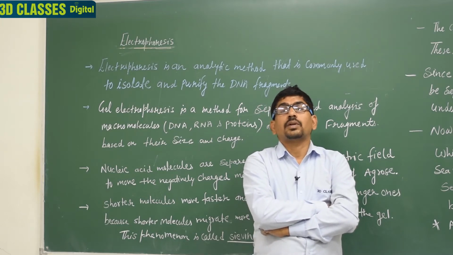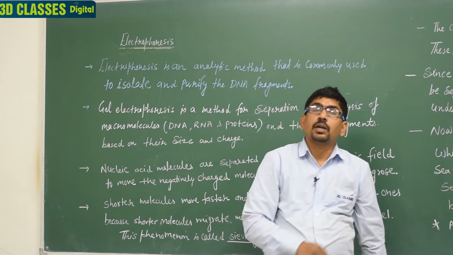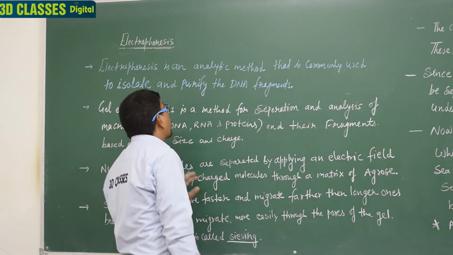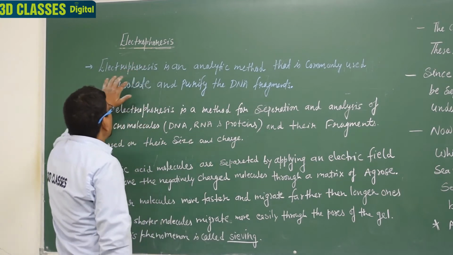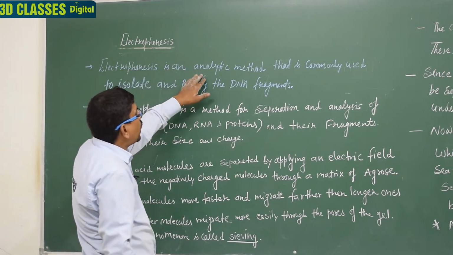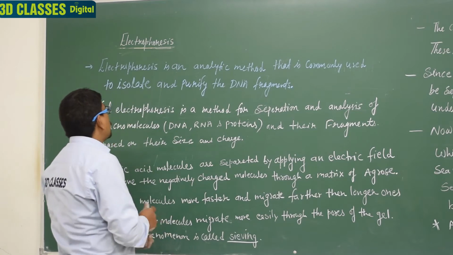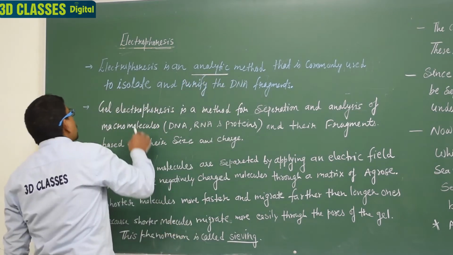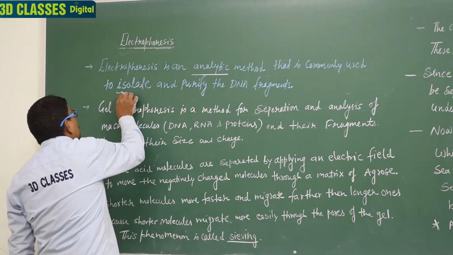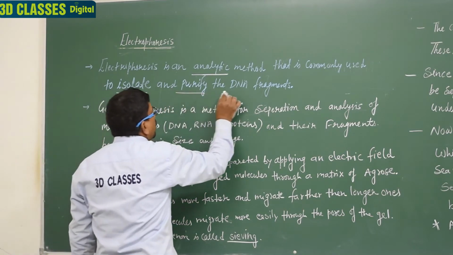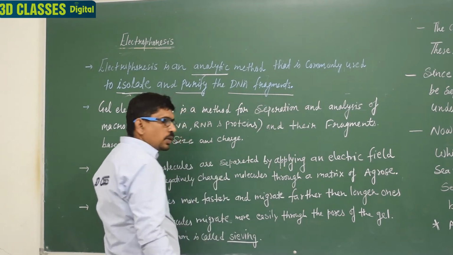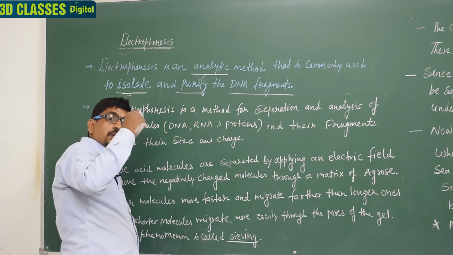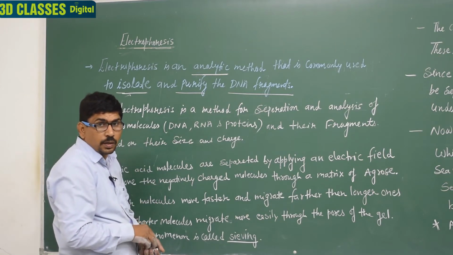So I will explain the diagram of the electrophoresis chamber and the gel chamber. First we discuss electrophoresis. Electrophoresis is an analytic method that is commonly used in the isolation and purification of DNA fragments. So this process is required in the formation of recombinant DNA.